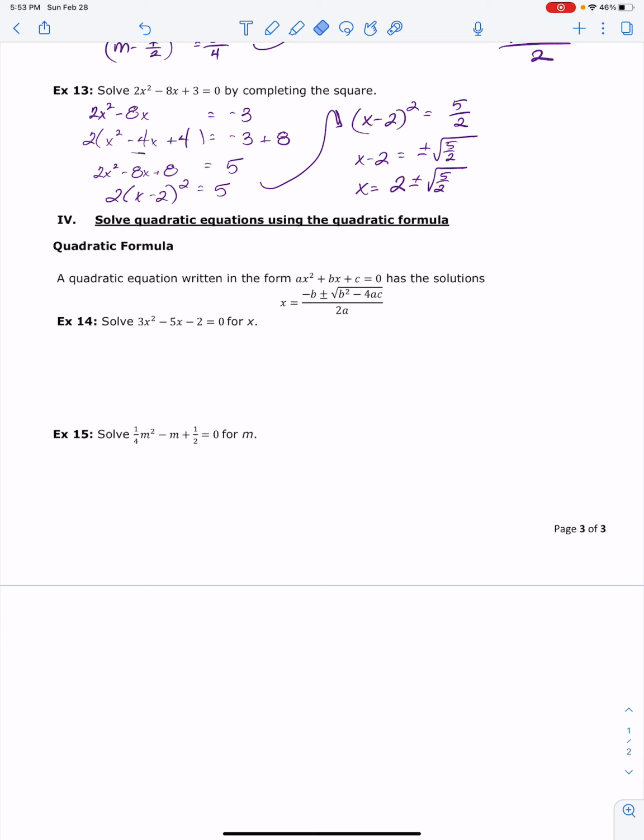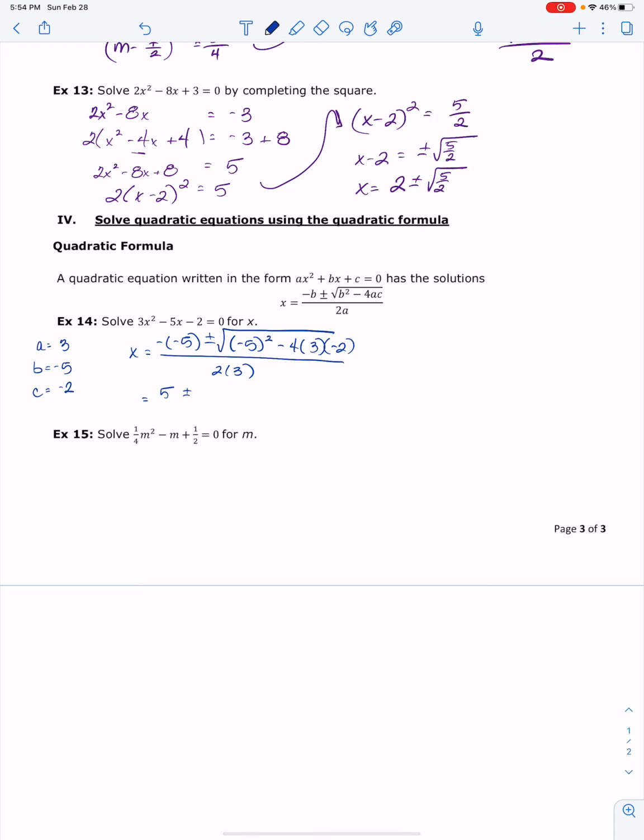Last thing we're going to do is solve a quadratic equation using the quadratic formula. Everything is on my left-hand side. So I am going to write these out. A equals 3, B equals negative 5, C equals negative 2. And then I'm going to go ahead and substitute in. So minus b, which is -5, plus or minus the square root. I am wrapping this in parentheses. I'm squaring -5 minus 4 times a times c, which is -2, all over 2 times 3.